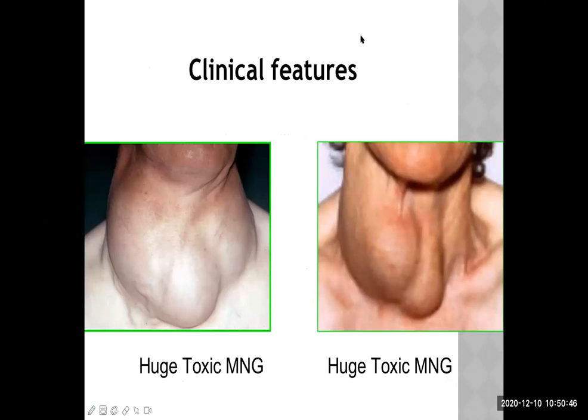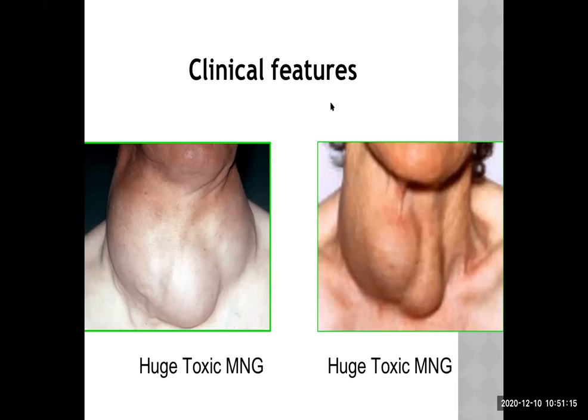Now let's see some of the pictures here. Now look at this. This is a huge toxic multinodular goiter. Now what is the meaning of toxic here? Anybody? Yes, hyperstimulation. The nodules become hyperactive and secrete thyroid hormones. Exactly, it's absolutely correct.